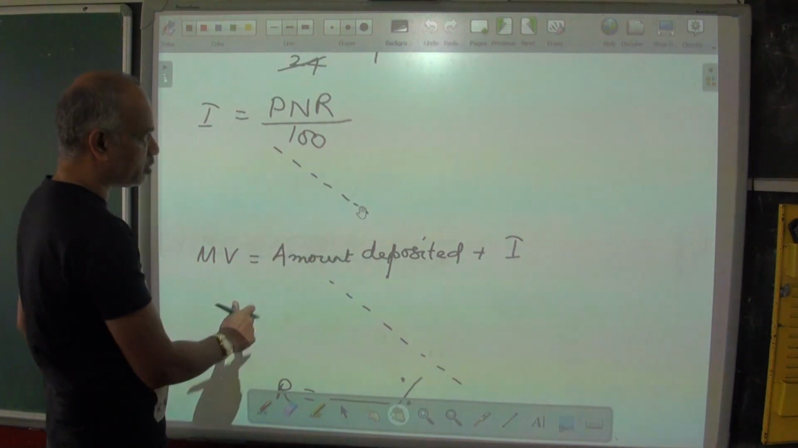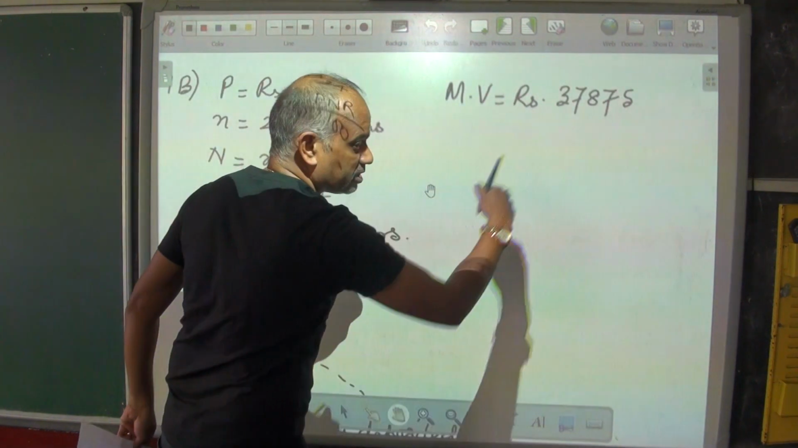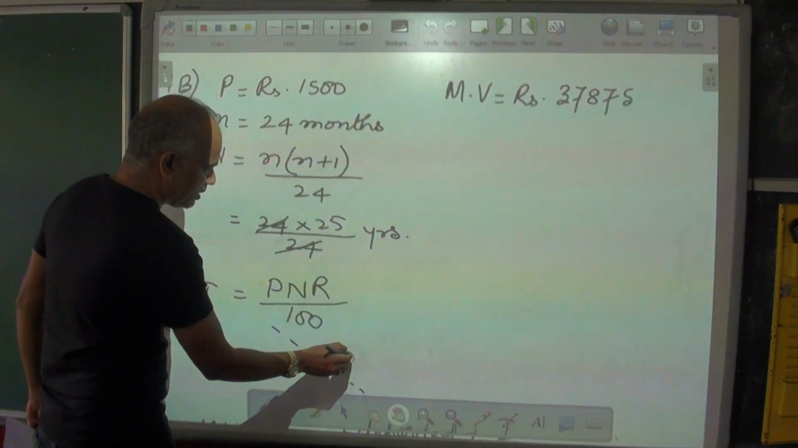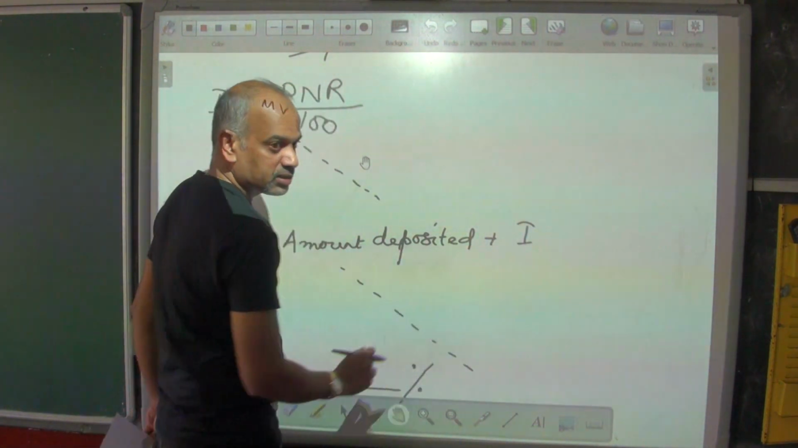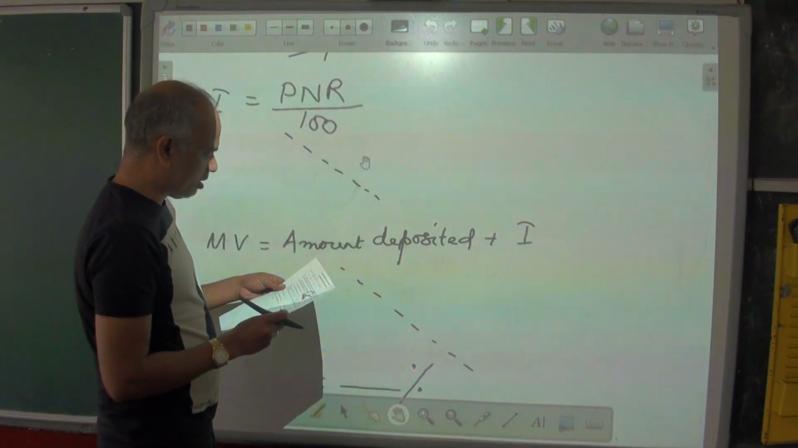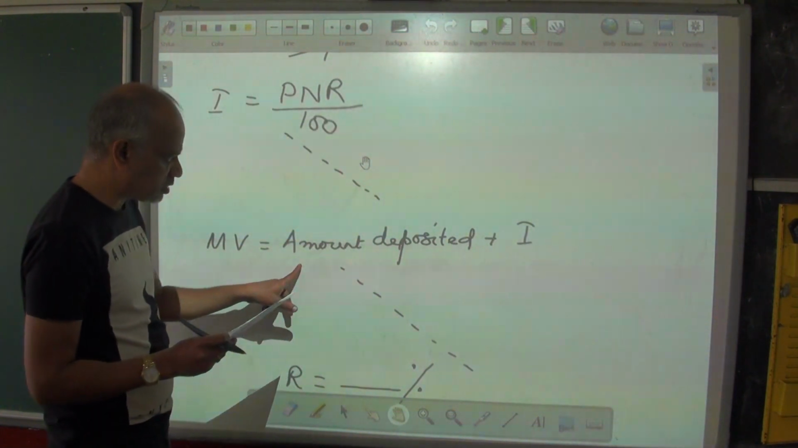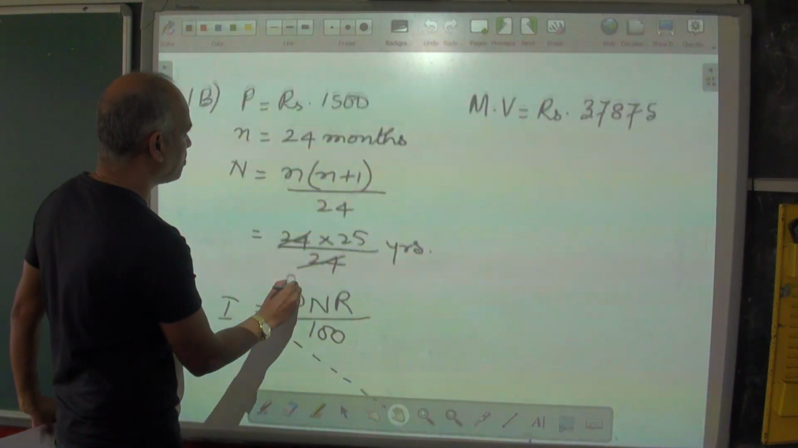And then comes the maturity value. If you see, in the question maturity value was given, so much is the maturity value. Okay. So maturity value is actually amount deposited plus interest. Maturity value is whatever was given, that is 37,875 is equal to amount deposited, means how much every month this person deposited.